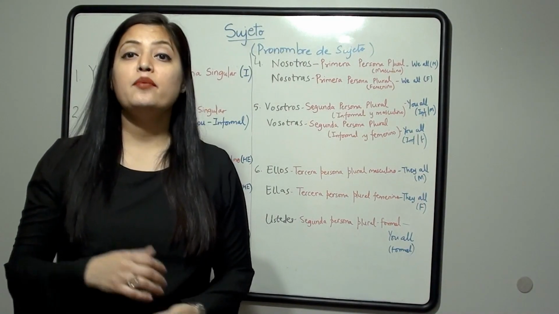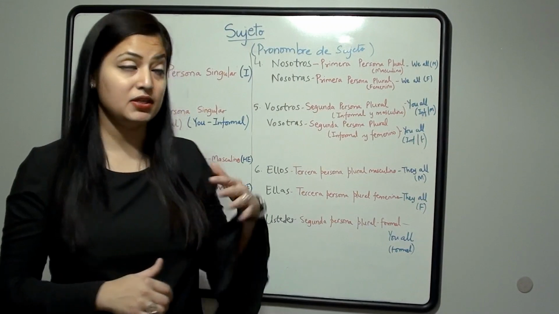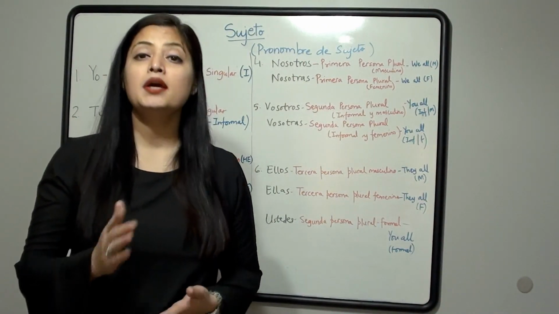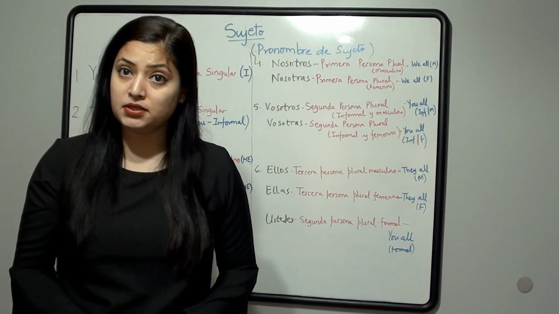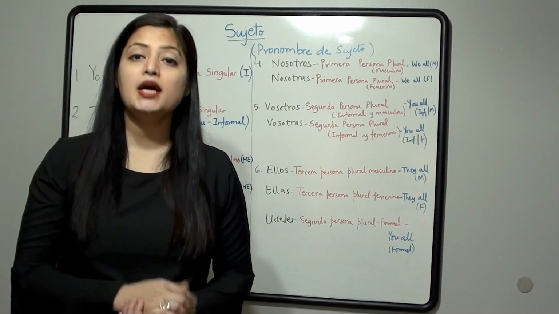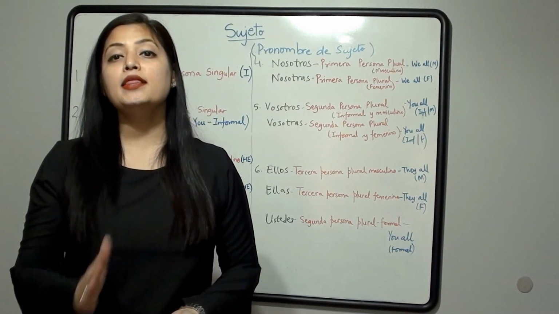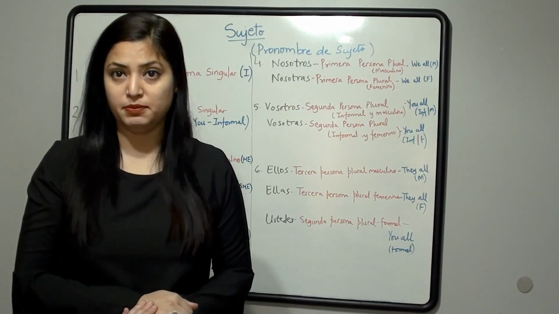Before we start, I would quickly remind you what is first person, second person and third person because I have written it all over. First person or primera persona is the person who's talking, who's speaking. Second person or segunda persona is the person to whom the first person is talking, and third person or tercera persona is about whom the first person is talking.